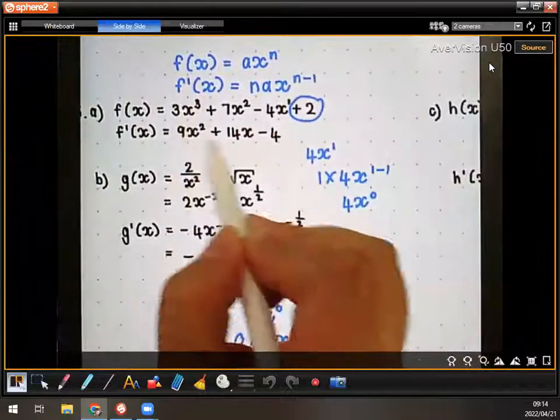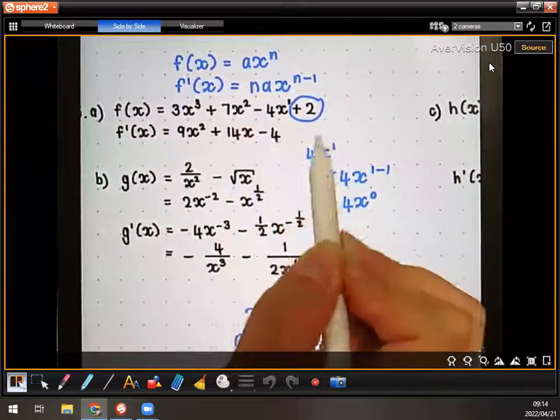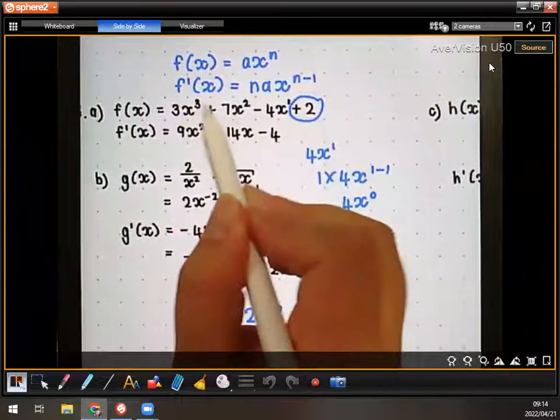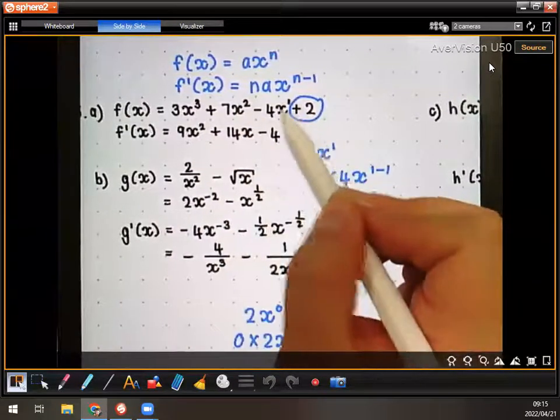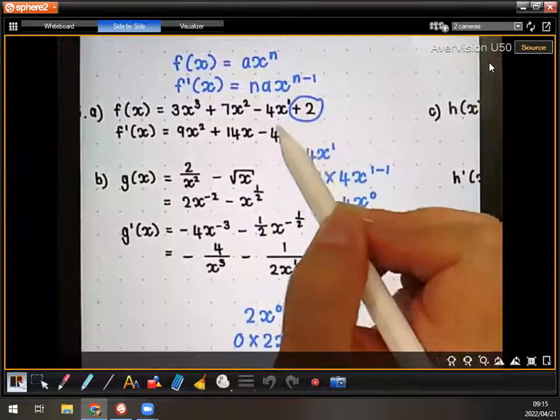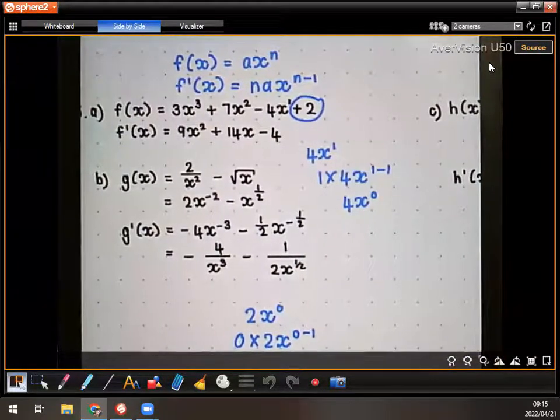If you're looking at this, you can see that the exponents are just going down by 1 every time, right? When it was an x cubed, the derivative is x squared. When it was x squared, the derivative has an x. When it was x to the 1, the derivative is x to the 0. And when there was no x, the derivative is just 0. We are going to practice more of this today, but if you got it wrong, don't stress.